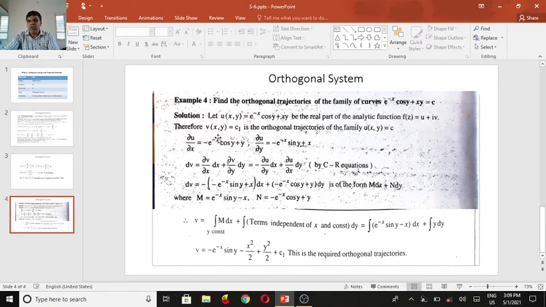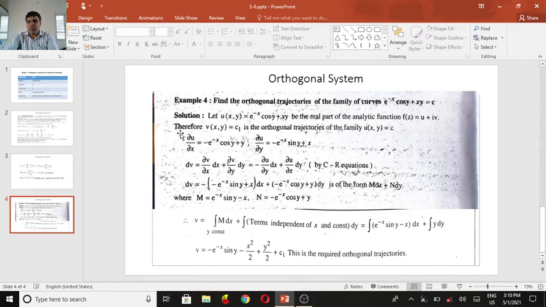So therefore v of x, y equal to constant, and simply I call this c1, is the orthogonal trajectory family of u of x, y equal to c. So given u of x, y equal to e power minus x cos y plus xy.